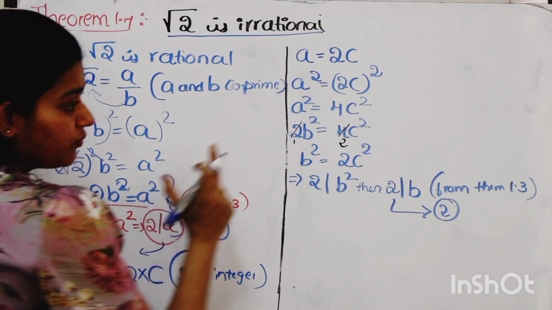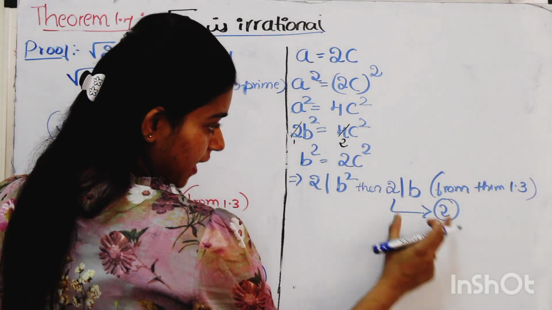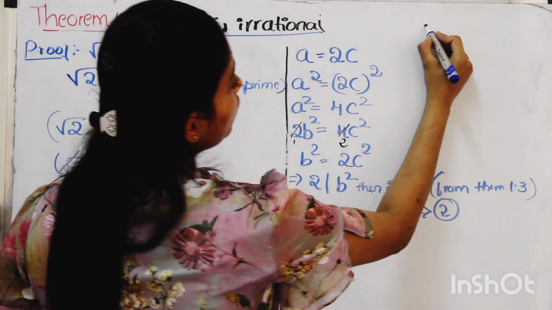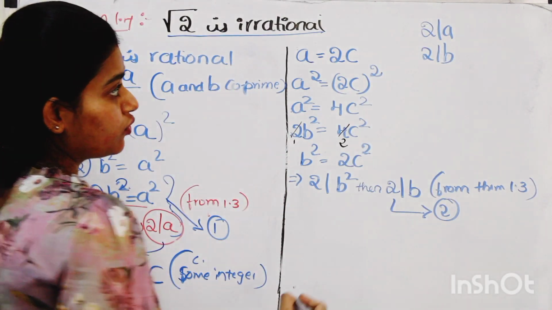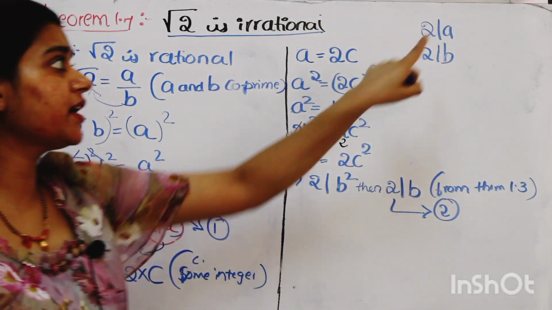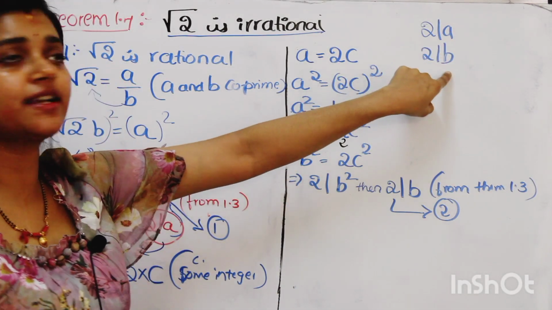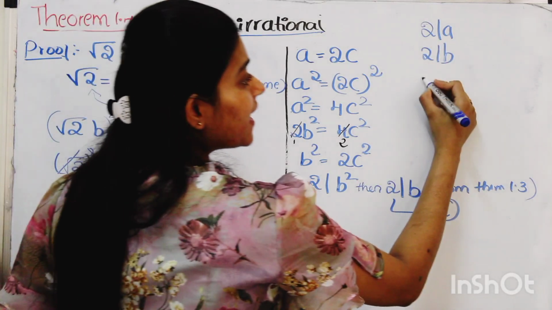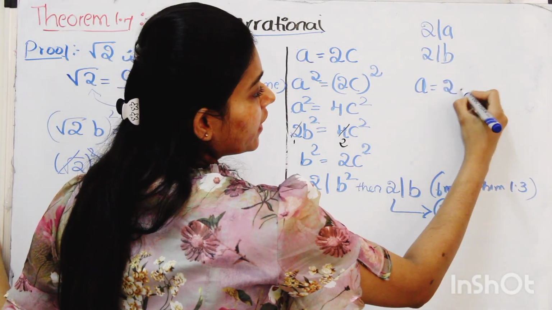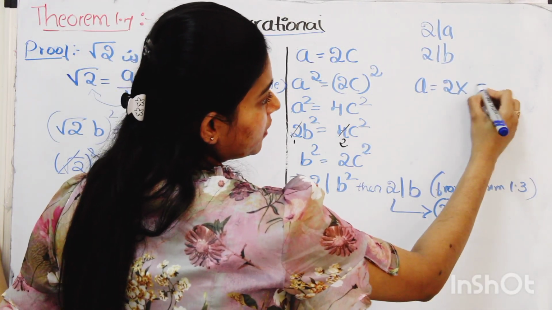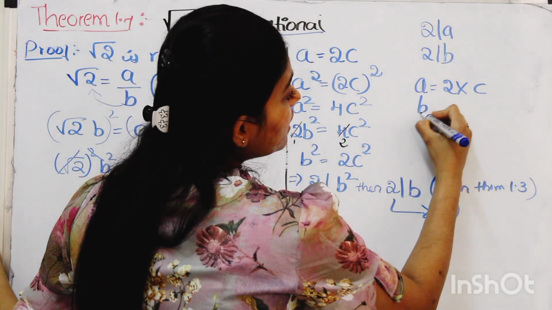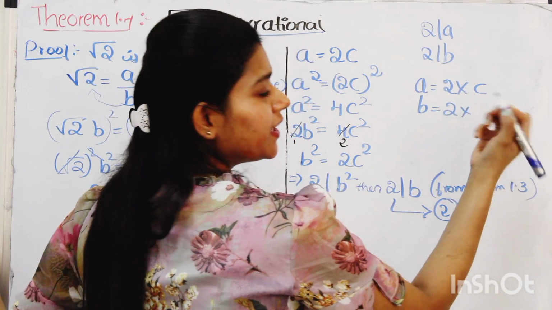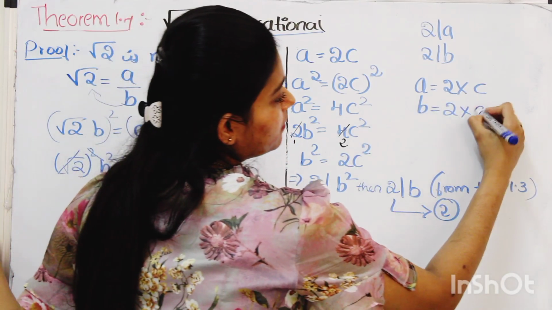From 1 and 2 we have what? We have 2 divides a and 2 divides b, right? So if 2 divides a and 2 divides b, you can write a as a multiple of 2. So how can you write 2 into any number? We take c, right? Here we took c. Similarly, b also can be written as a multiple of 2. Let us take simply any number like d.